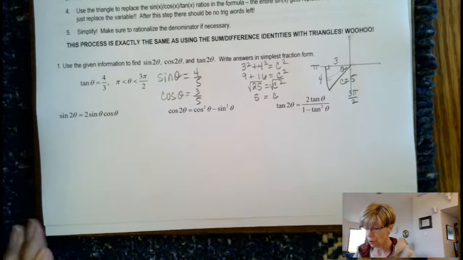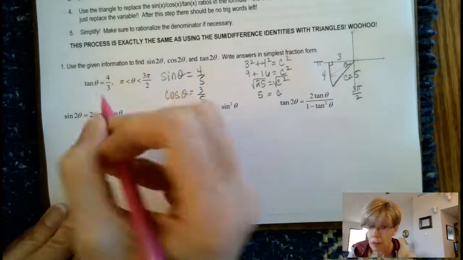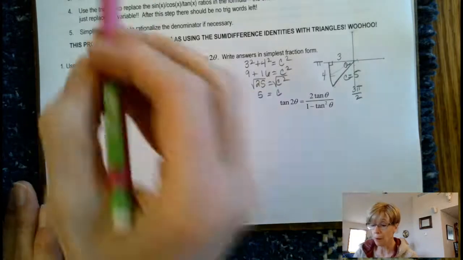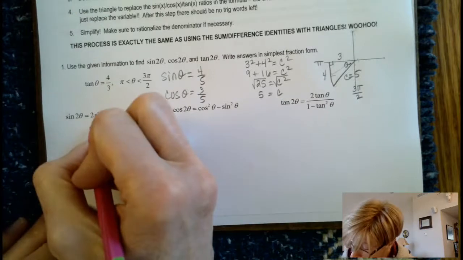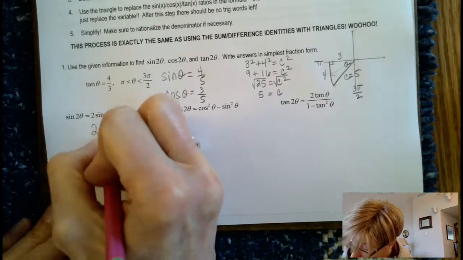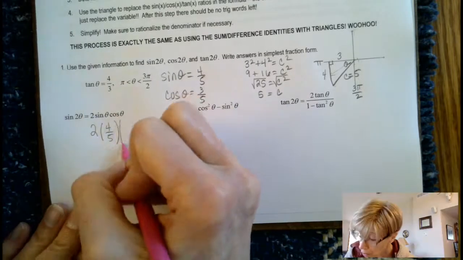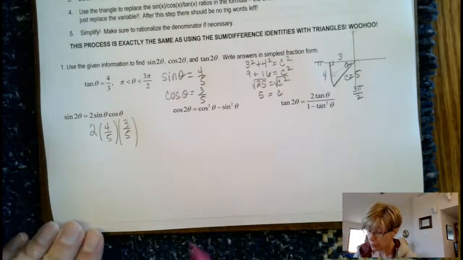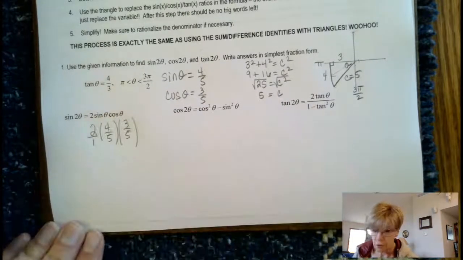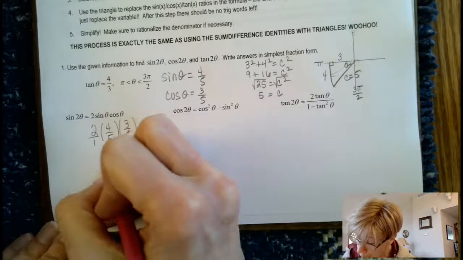So cosine of 2 theta is cosine squared theta minus sine squared theta. Cosine is 3/5, but we need to square it. And sine is 4/5, and we need to square it. When we square them, we get 9/25 and 16/25, and 9 minus 16 is negative 7/25. Now, I didn't need the calculator on those two. Maybe you do, maybe you don't. I will use it on this last one.